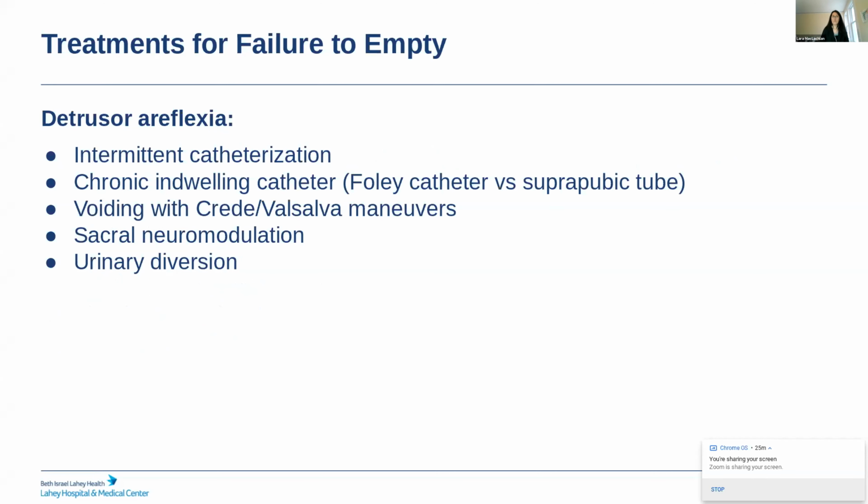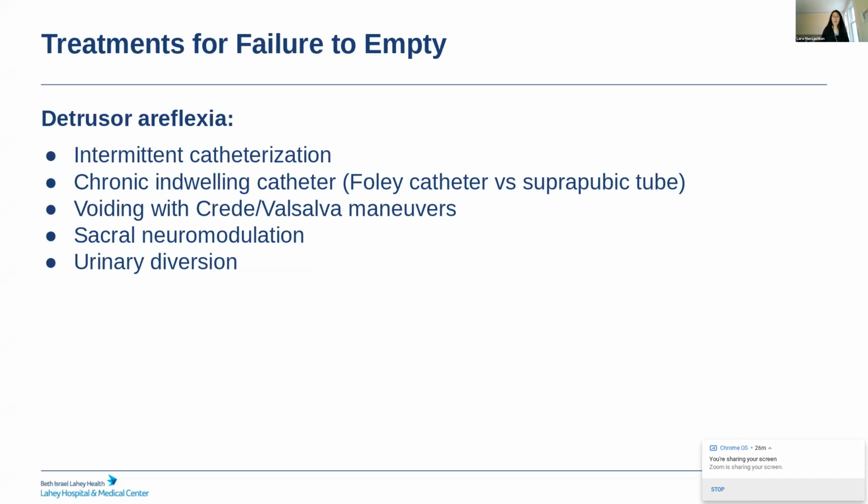Now, if we look at treatments for failure to empty, if the failure to empty is due to detrusor areflexia, of course, there's catheterization. So you can offer patients intermittent catheterization, as well as a chronic indwelling catheter. And you could either offer an indwelling urethral Foley catheter versus a suprapubic tube. My personal preference in women is to offer them all suprapubic tubes because of the risk of urethral erosion in women with a chronic indwelling urethral catheter.